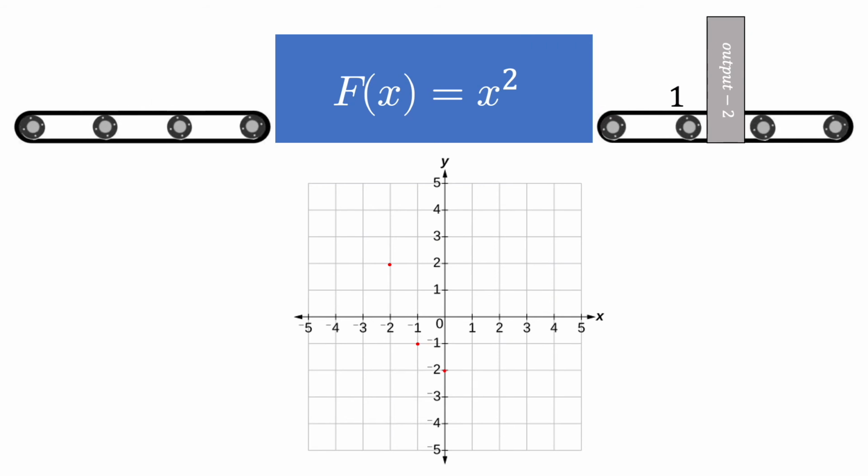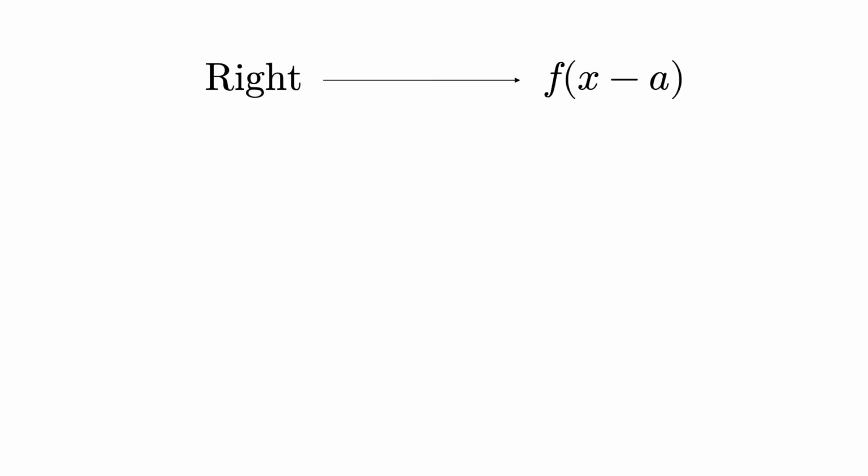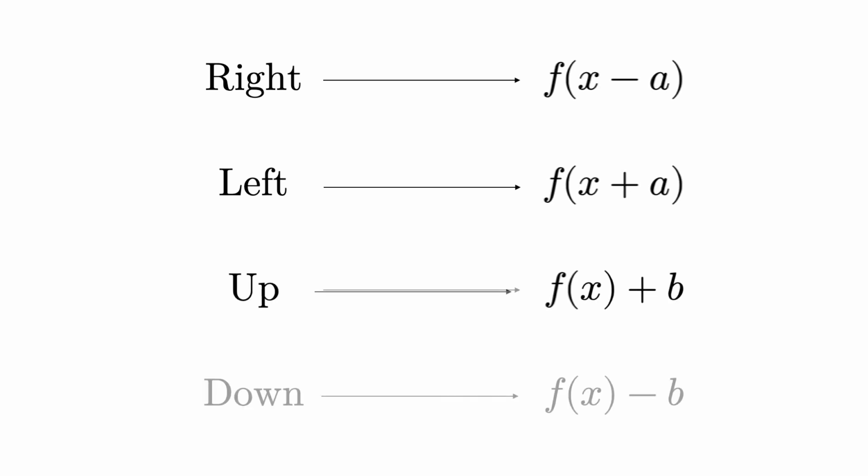Instead of the filter being before the function machine, it's placed after. So whatever output we have, we subtract 2 from it. The result is shifting our graph down by 2 units. So to summarize, to shift a graph right and left by a units, we replace the x with x minus a or x plus a respectively, and to shift it up and down by b units, we add or subtract b to our function respectively.